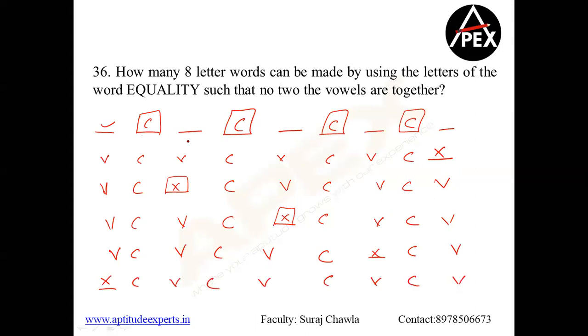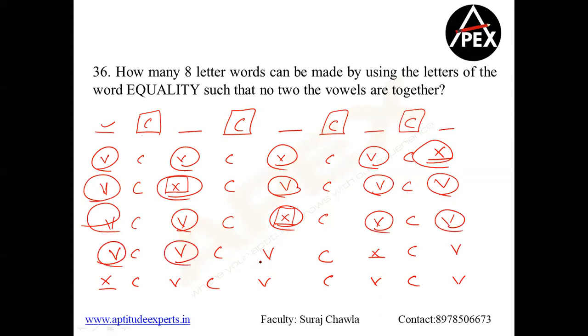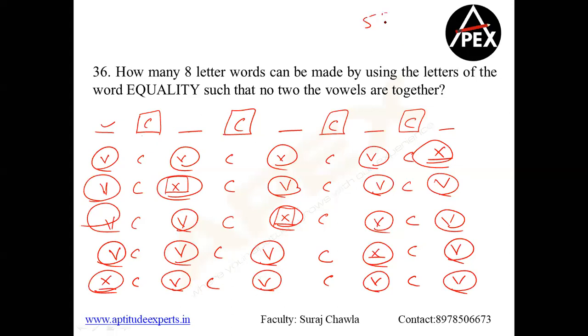So if you observe, what are we doing? We are using any 4 out of these 5 places: 1, 2, 3, 4 and 5. Clear? We are using any 4 out of these 5 and I am also arranging them. So if in 5 places I have to arrange 4 things, it is 5P4, and 4 consonants will be arranged in 4 places.